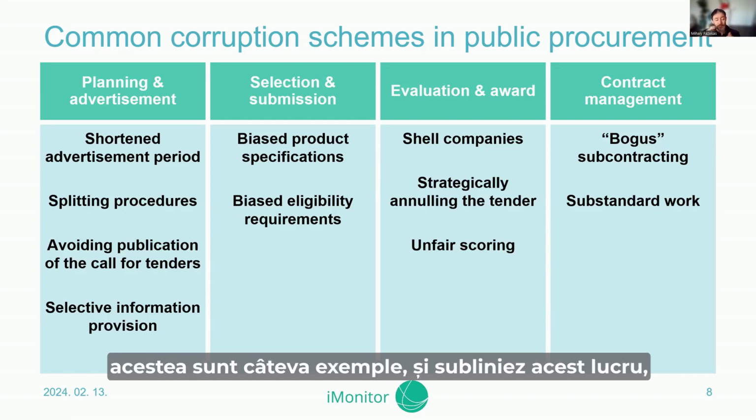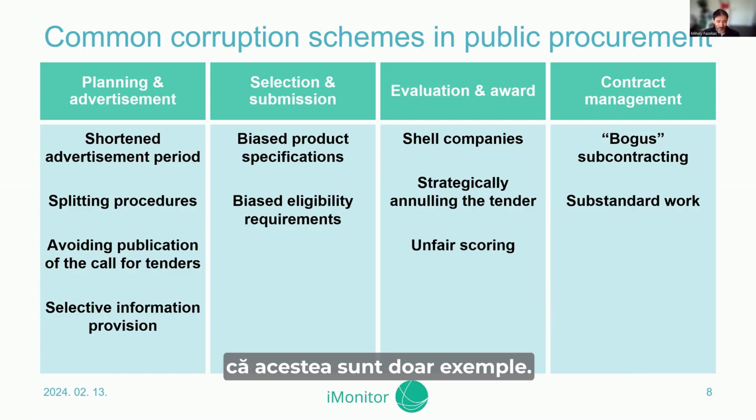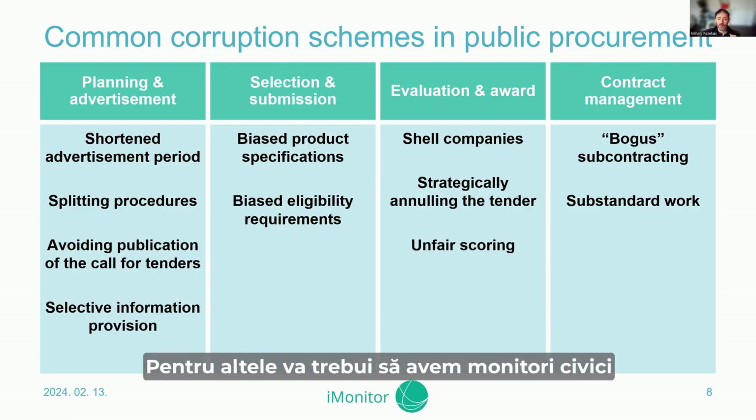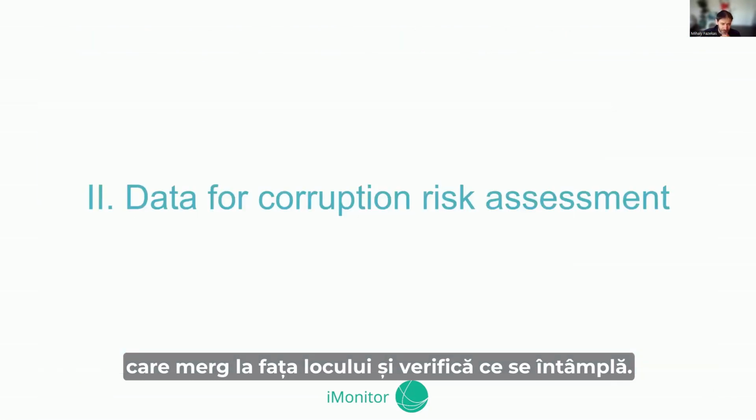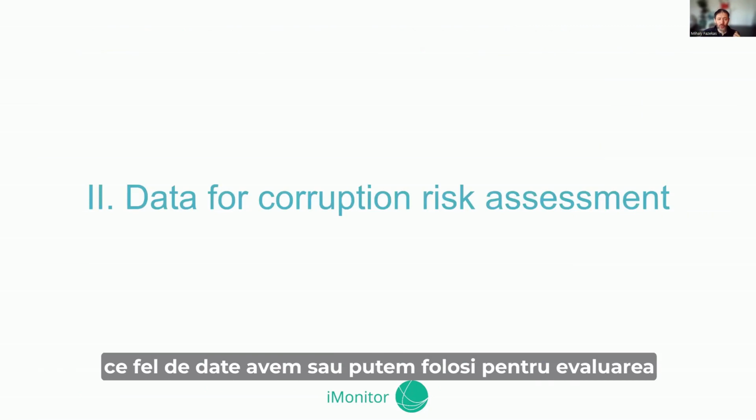So these are some examples, and I emphasize that these are only examples. Creativity in this respect, unfortunately, is pretty unlimited. Some of these we will be able to measure with data and indicators. Some of these we will need to have civil monitors going on site and checking what's going on. So what kind of data do we have or can we use for corruption risk assessment in public procurement?